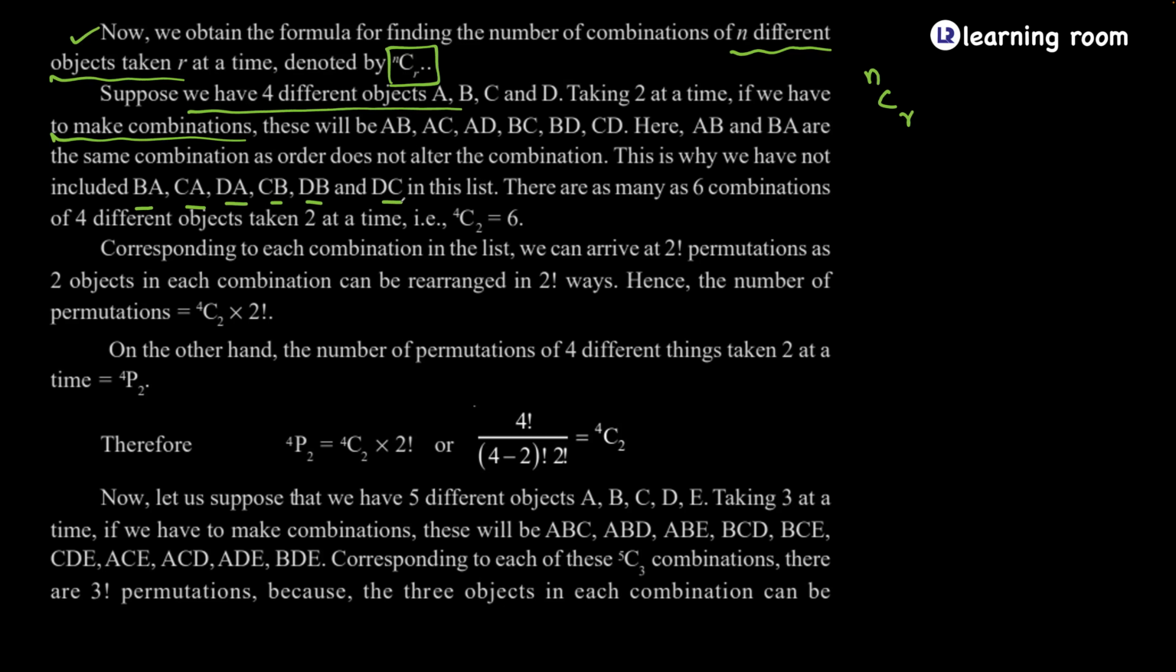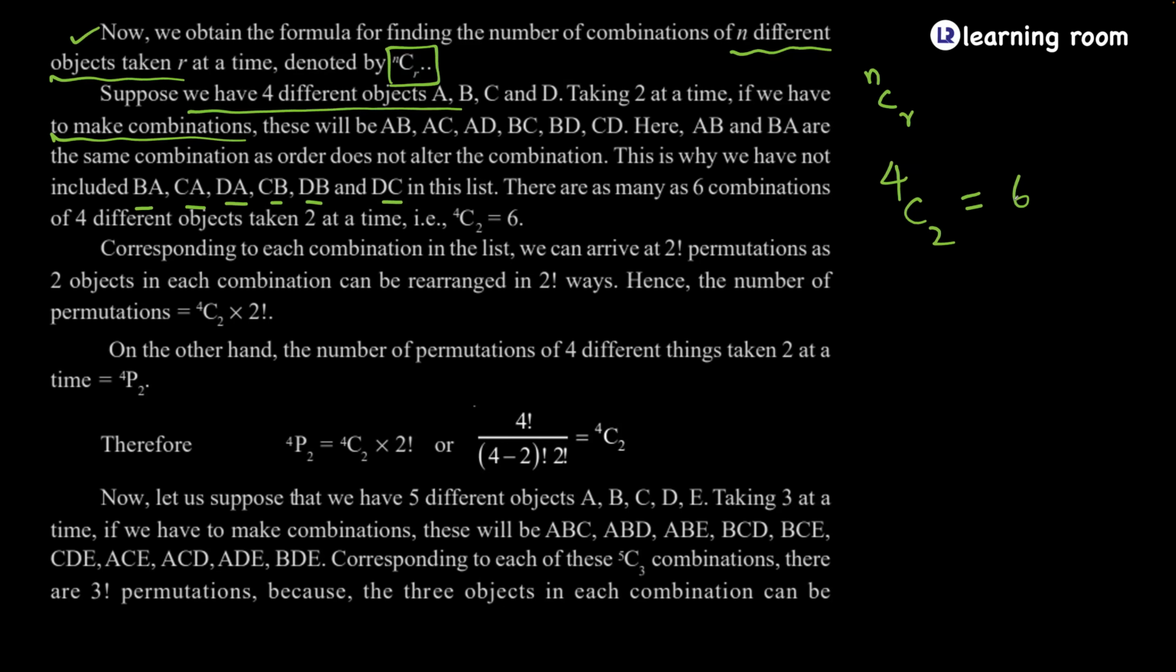So what did you actually do? How many objects were there in your hand? 4 objects were there. Out of the 4 objects ABCD, you need to take 2 at a time. So the meaning of it is 4C2. So what did the answer come out as? 4C2 came out as 6. Now listen to this. Let's give a different approach to this.